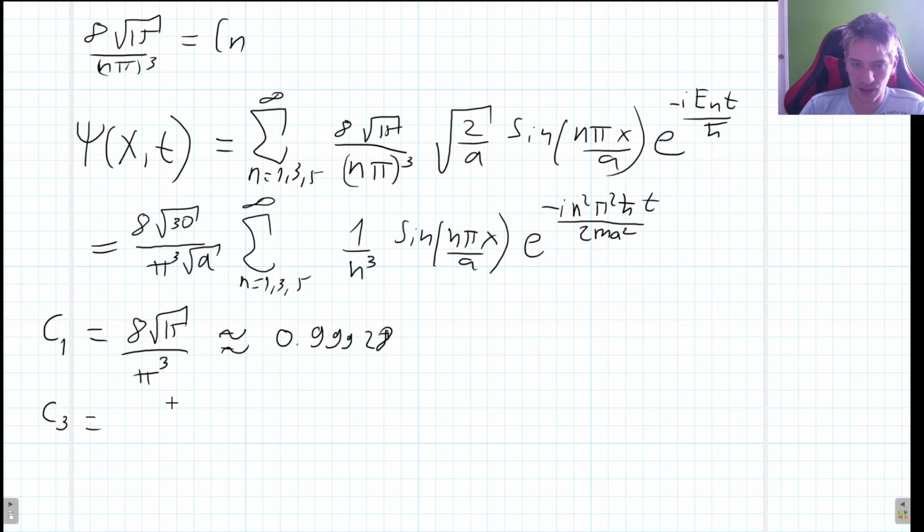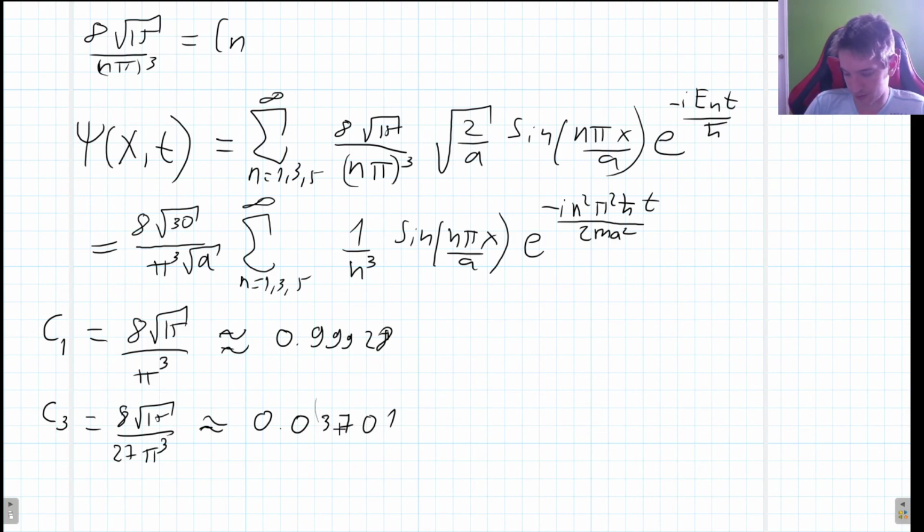So C3 is now going to be 8 square root of 15 divided by n cubed pi cubed. So n is now 3, so it's going to be 27 pi cubed. So this is basically the result that we got for C1 divided by 27. And this is going to be approximately 0.03701. Okay, so what we can see here, wait, did I do this correctly? Yeah. Okay, yeah, it is correct.